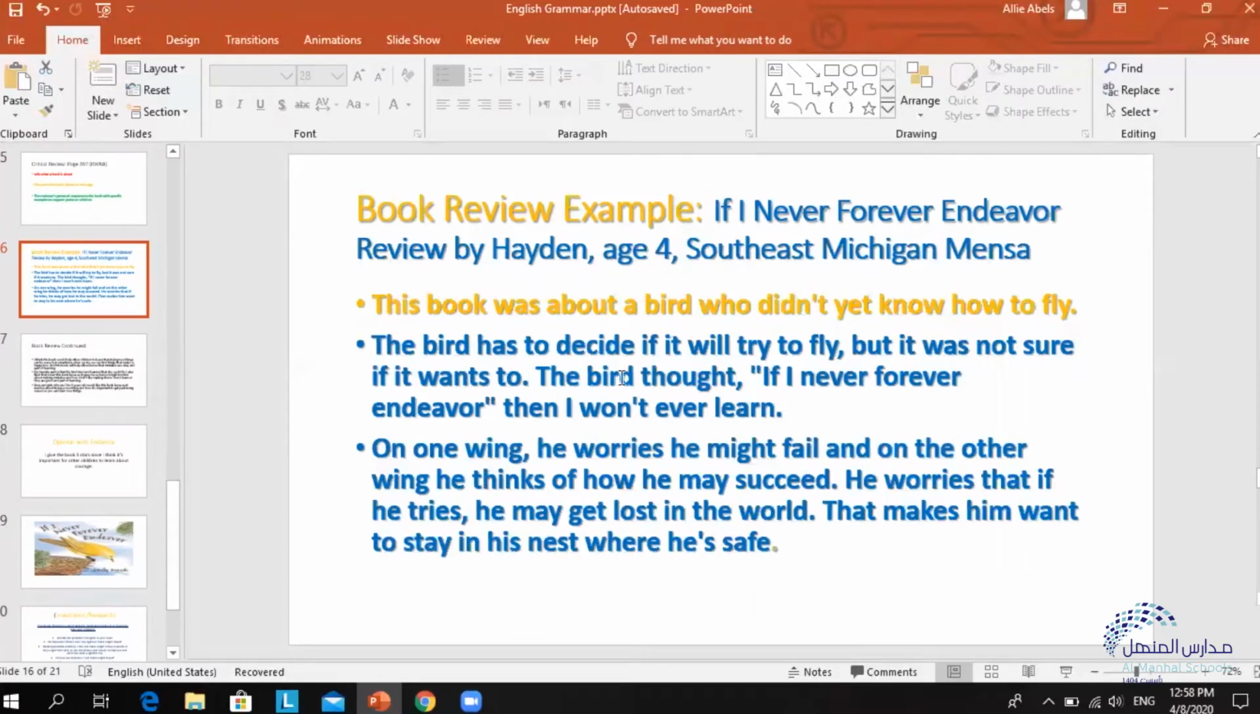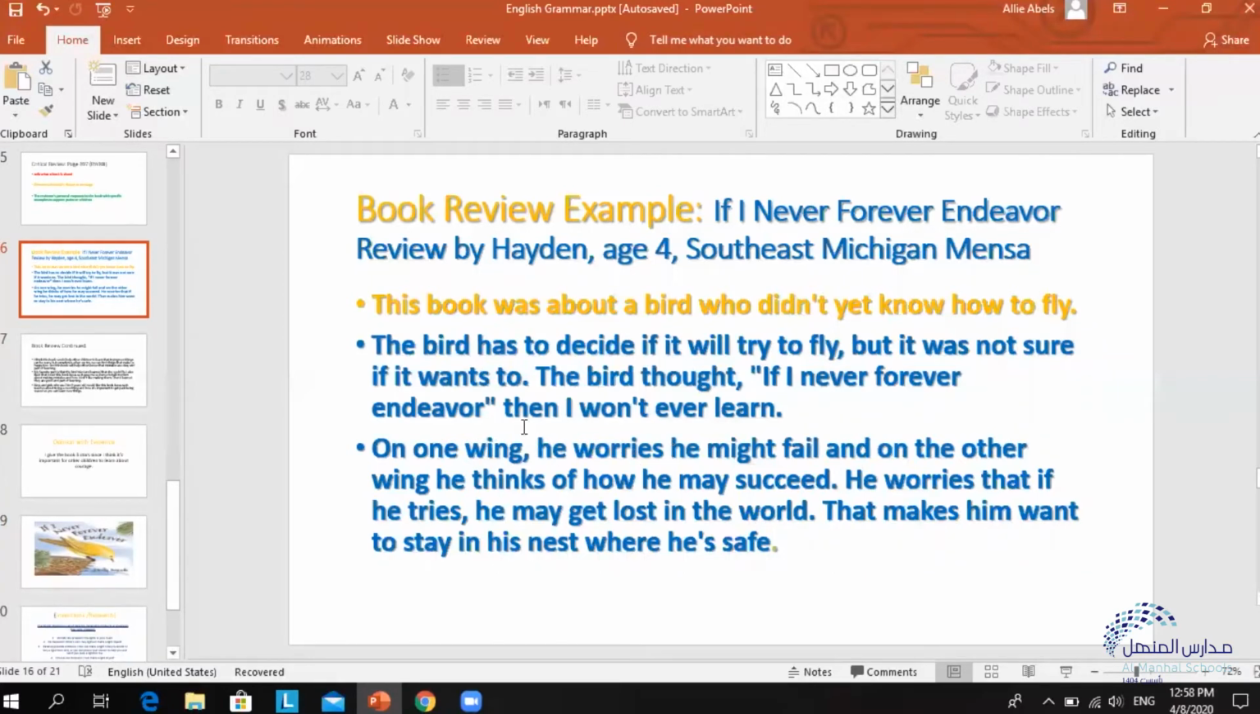So the bird thought, "If I never forever endeavor, then I won't ever learn." Okay, so he's telling us what the story is about. It was about a bird that didn't know whether he should try to fly or not, but he also thought if he will not try, he will never know, or he will never learn how to fly.